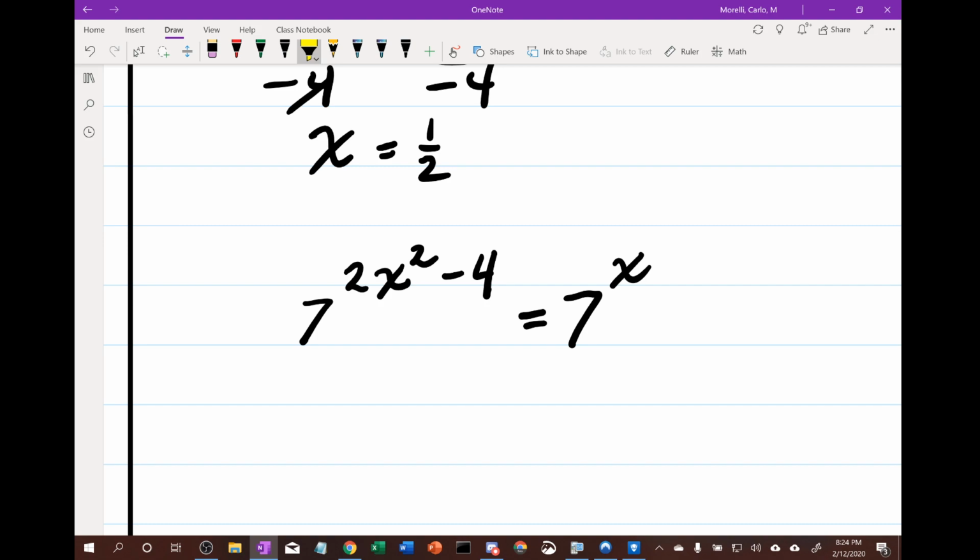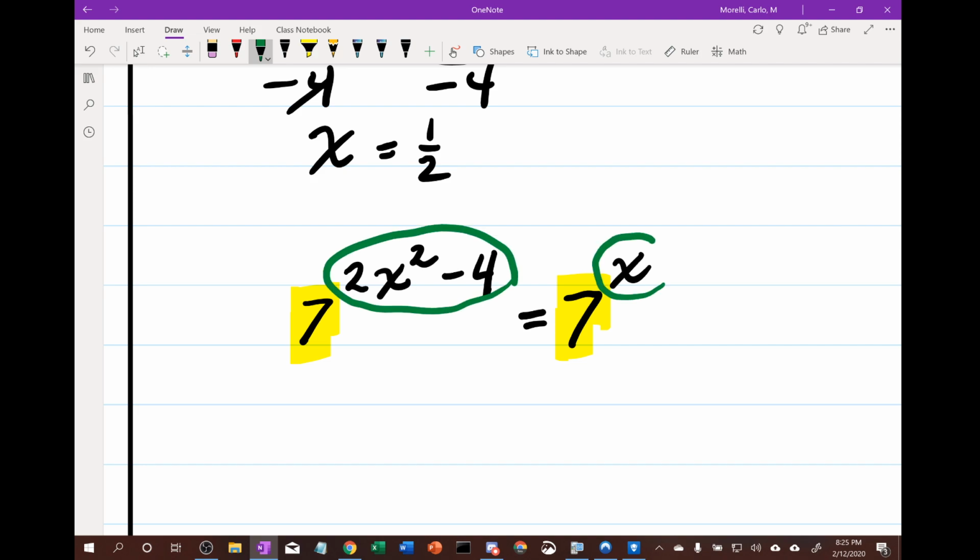Because the 7s are the same, we can bypass a lot of our logarithm rules and just set the exponents equal to each other. When the bases are the same, you can just set the exponents equal to each other. So the 7s just go away. It's like they cancel out. We don't care about the 7s. Now we're going to have 2x squared minus 4 equals x.